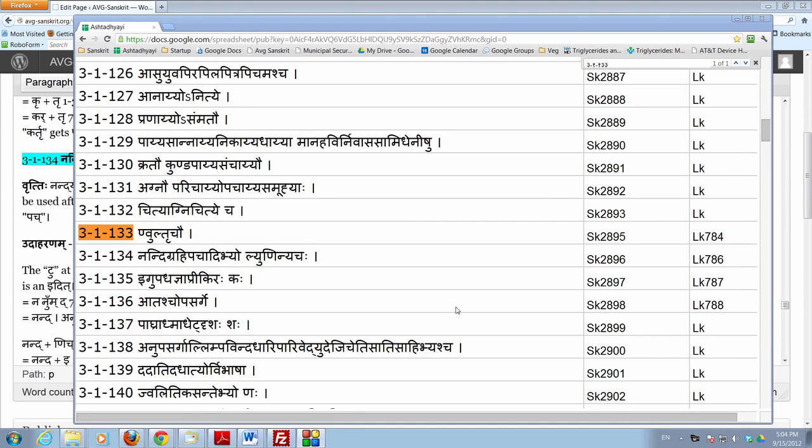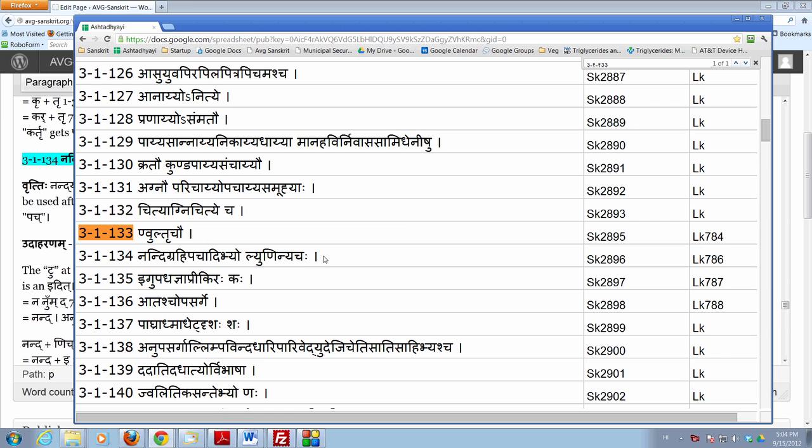Let us now move on to the next sutram in the Ashtadhyayi, which is 3.1.134. We just studied Dvul Trichau. Let us now move on to 3.1.134, which is Nandigrahipachadibhyo Lyu Ninyachaha. It's a very important sutram. There are a number of words in the language which are derived by using this sutram. So please make a note of it.